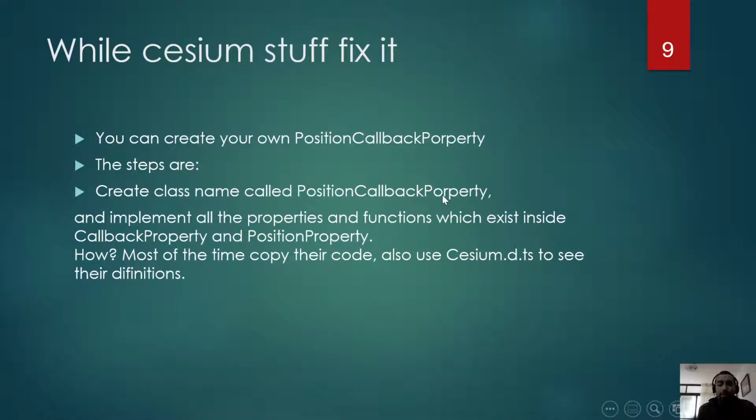As I told before, there is no real inheritance here. So the only thing you need to do is to have the methods and properties which callback property and position property have, because otherwise it will tell you something is missing. So you need to create a class, for example, position callback property. As for how to implement it, you just go to callbackproperty.js and copy the implementation. You don't need to recreate it.